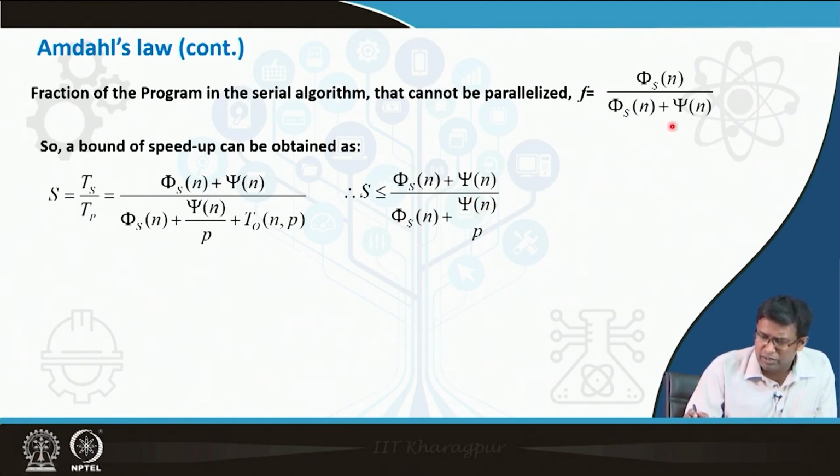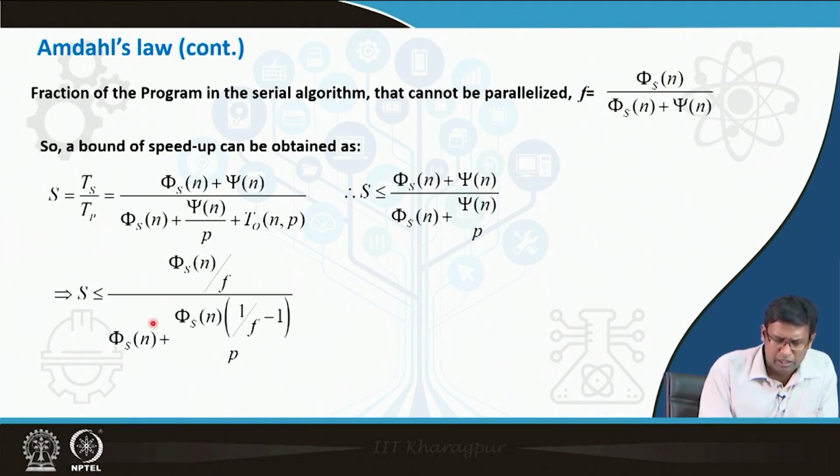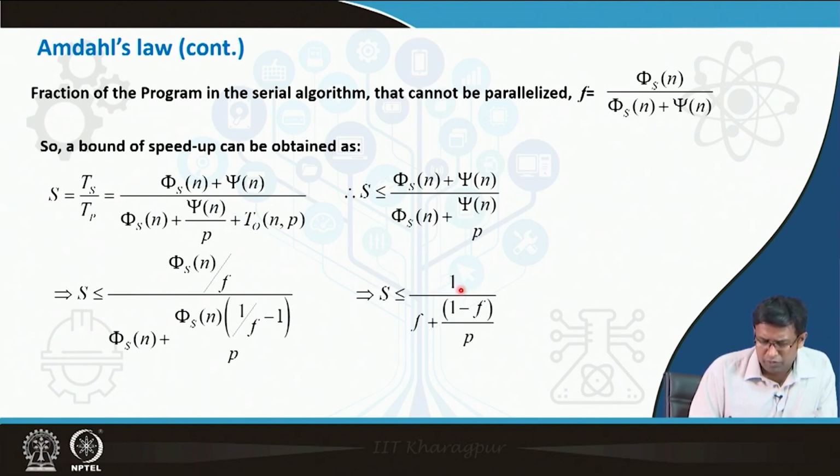Now we know that φs plus ψn is equal to φs by f. So we substitute all the terms and we get speed up is less than φs by f, divided by φs plus φs into 1 by f minus 1 by P, whole by p, and φs cancels out from both the sides, and we get speed up is less than 1 by f plus 1 minus f by p. So, if f is the sequential fraction of the program with p numbers of processors, this is the maximum speed up that we can get.